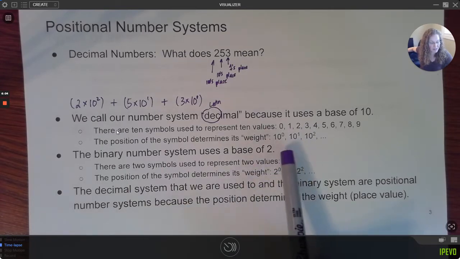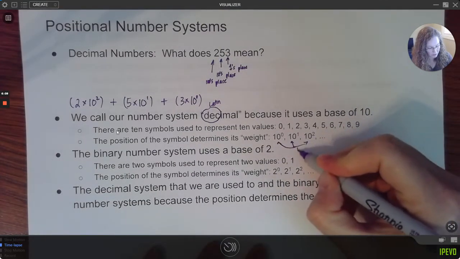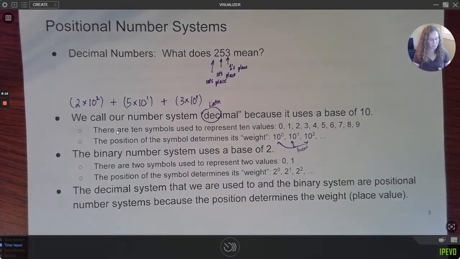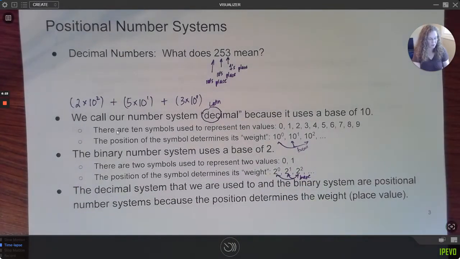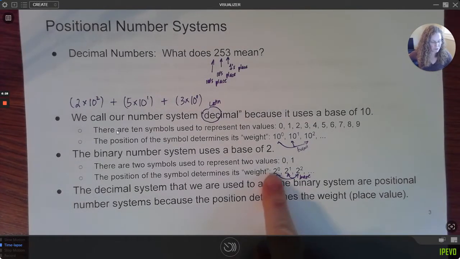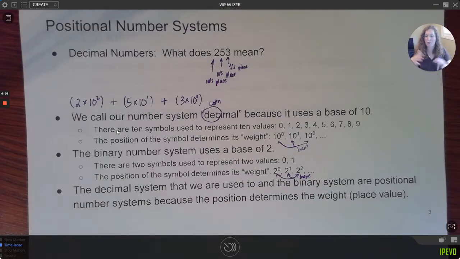Now here, the weight had a base of 10. So notice this was the base. The base of that exponent was 10. Now in base 2, the base of our exponents will be 2. So instead of having a ones place and a tens place and a hundreds place, we'll have a 2 to the 0 or ones place, a 2 to the 1, a twos place, a 2 squared, a fours place. But the numbers work just the same way as base 10.